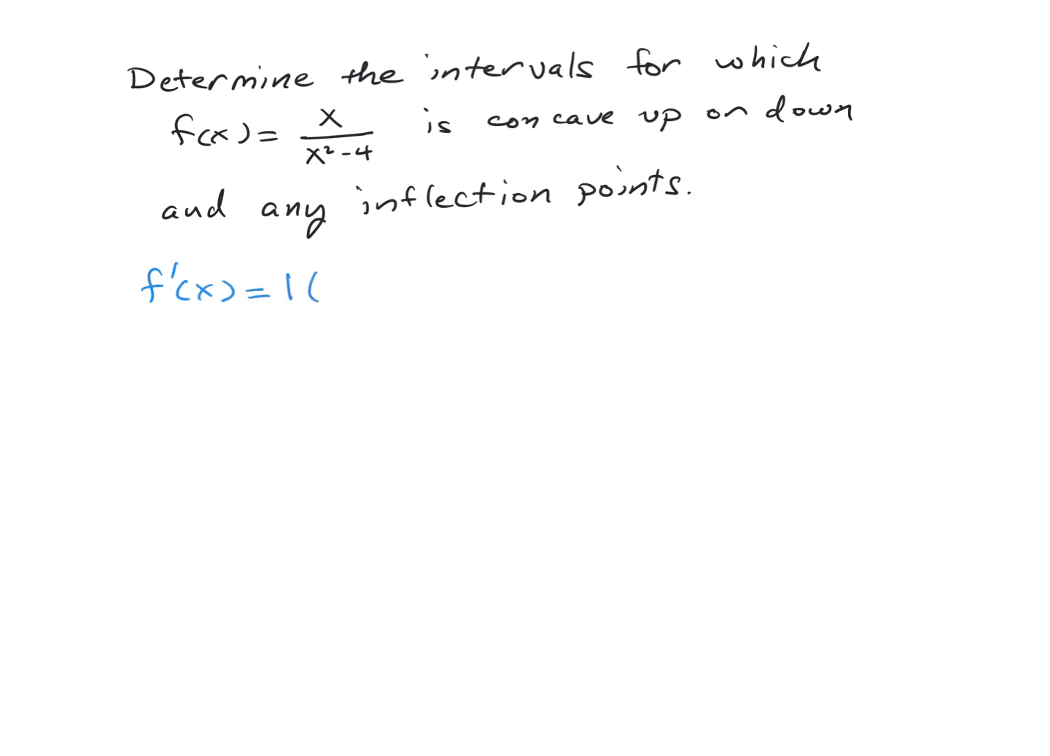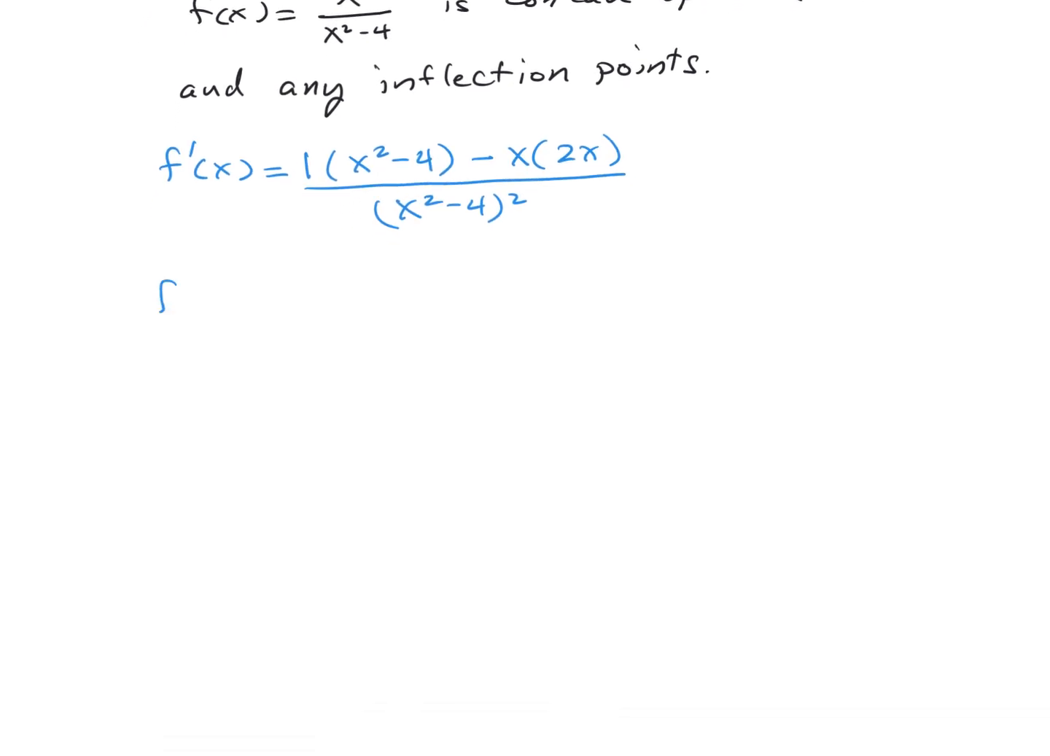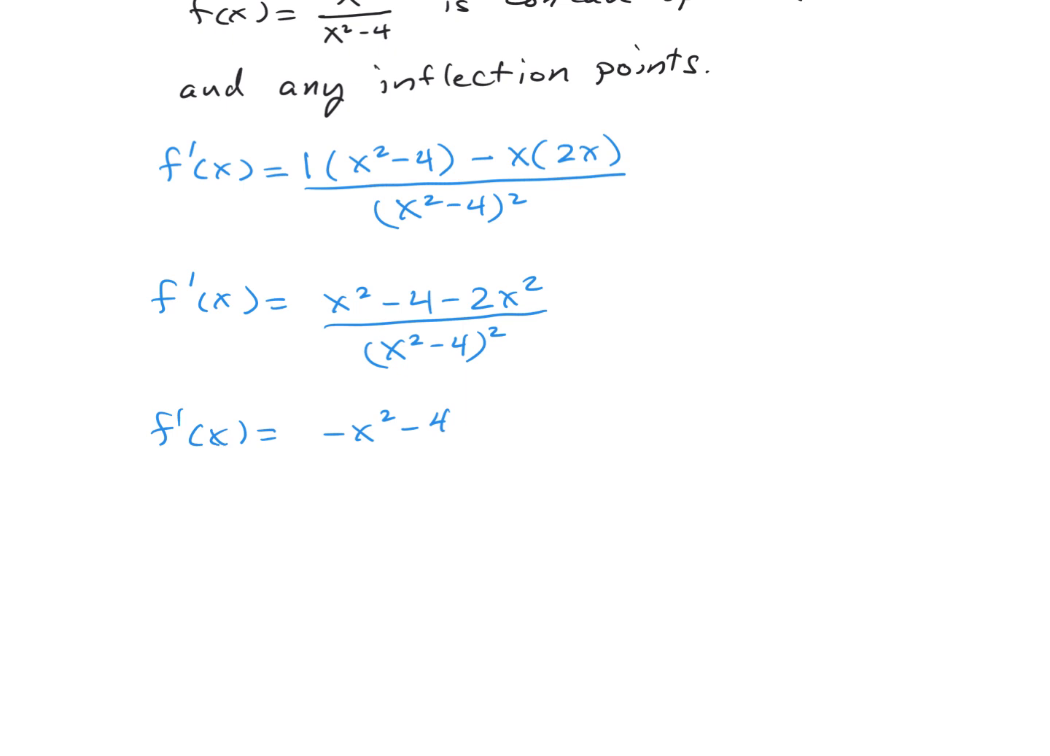So we're going to have 1 times x squared minus 4 minus x times 2x divided by x squared minus 4 squared. And we want to simplify this derivative down before we go ahead and take a second derivative. So that's going to be x squared minus 4 minus 2x squared over x squared minus 4 squared, which simplifies down to negative x squared plus 4, and that's going to be divided by x squared minus 4 quantity squared.